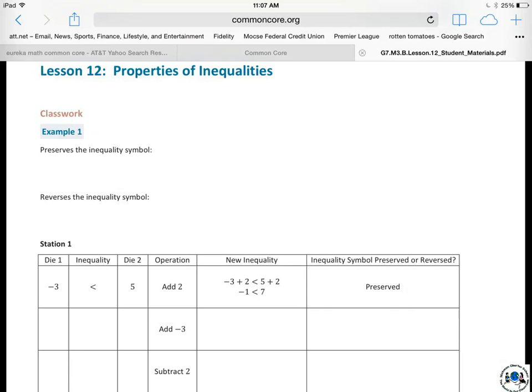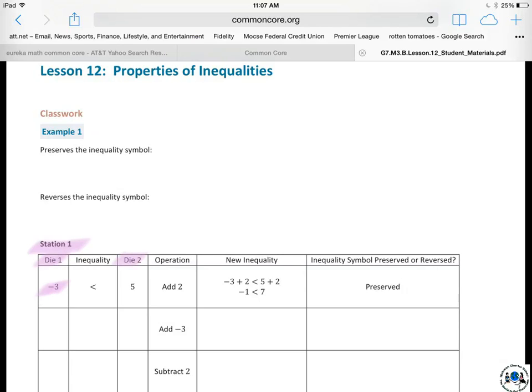So here with this example 1, what I'm going to do is create a die out of this template I have, and that's what this lesson is meant to be. It's meant to be a lesson where you go through different stations, as you can see here. I think there are 4 or 5 different stations, and you are going to roll these paper dice and come up with the die. You can see die 1. You're going to roll die 1, then you're going to roll die 2.